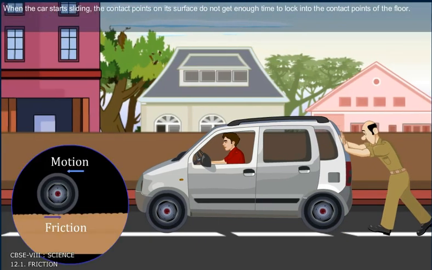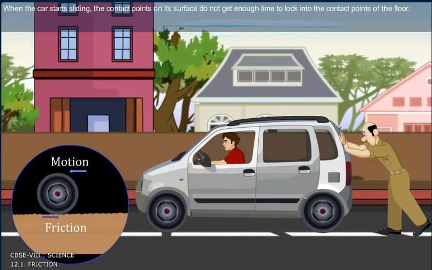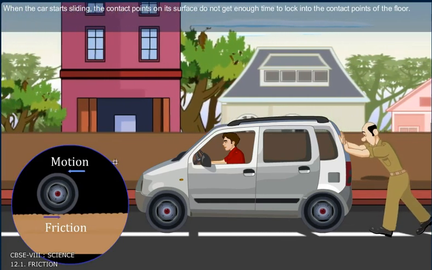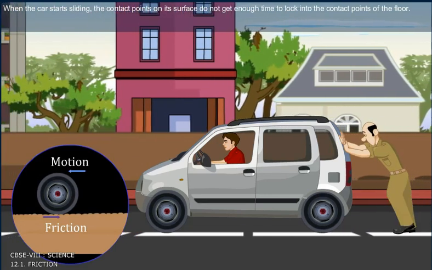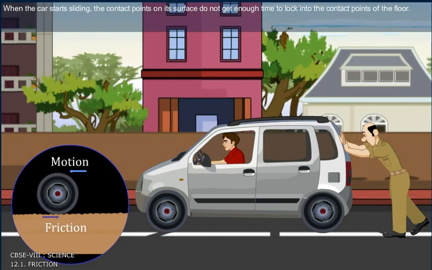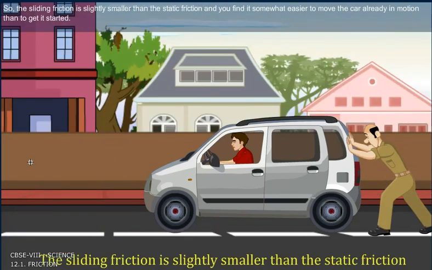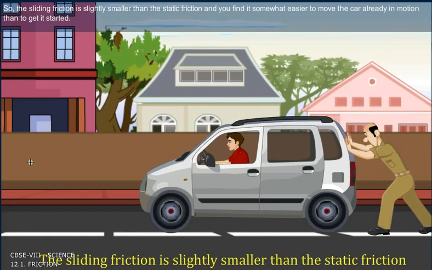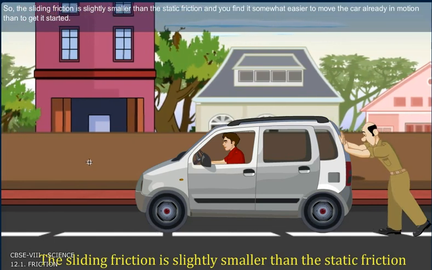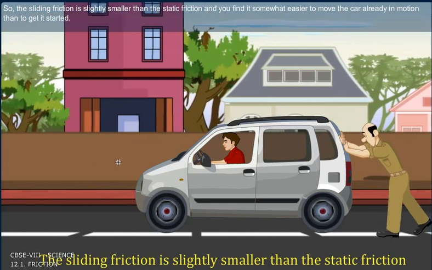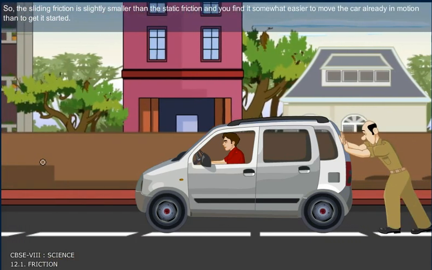When the car starts sliding, the contact points on its surface do not get enough time to lock into the contact points of the floor. So, the sliding friction is slightly smaller than the static friction, and you find it somewhat easier to move the car already in motion than to get it started.